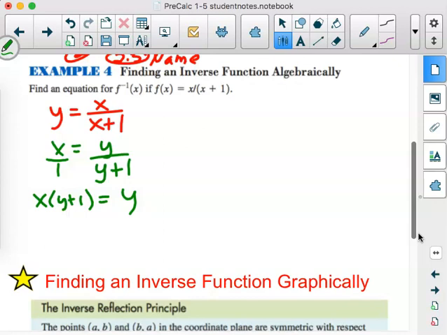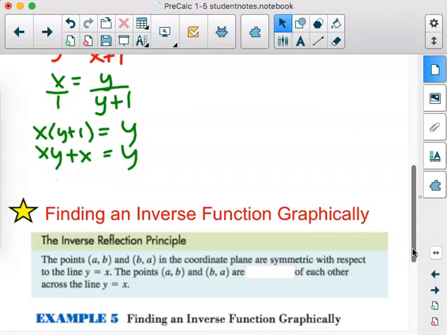And I realize, okay, y is not by itself yet. And there's some stuff going on here. I'm going to have to distribute that x so I can figure it all out about how to get y by itself. So xy plus x equals y. So now I need to get all of this taking place so that I just have y equals blah, blah, blah on one side.